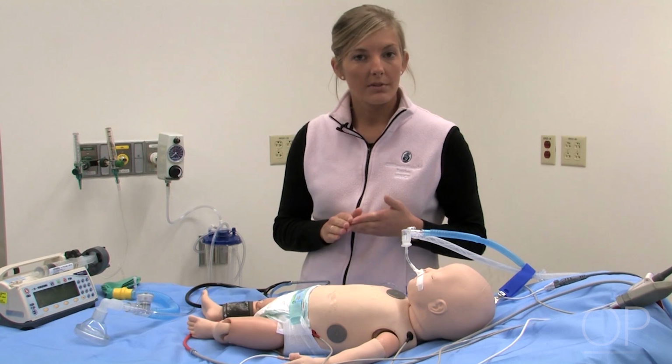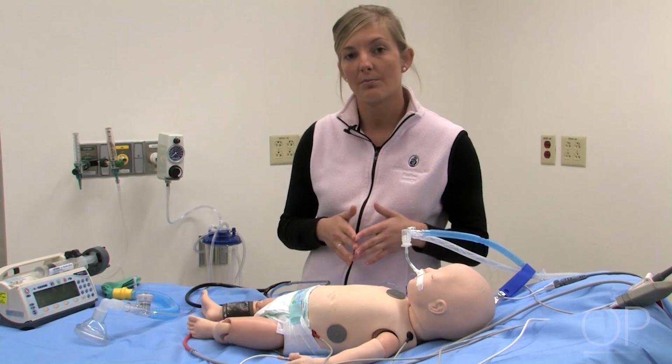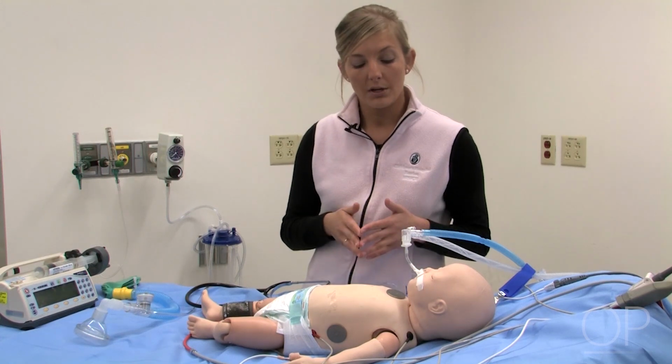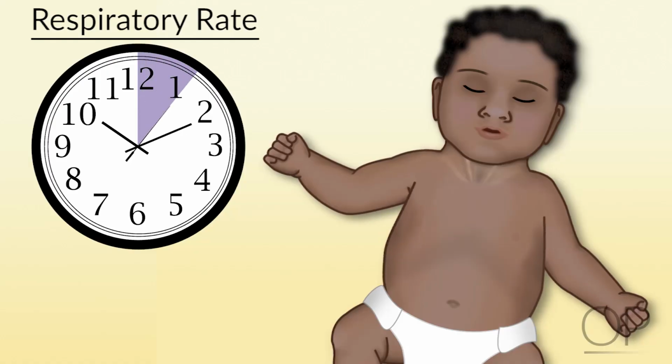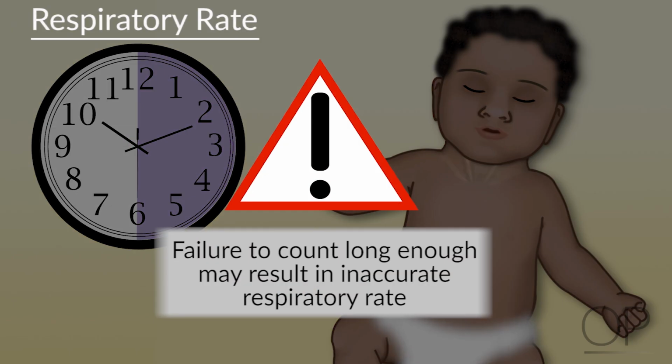The next thing you want to assess for is the respiratory rate. This can be done simply by watching your patient breathe. What you want to do is count for a minimum of 30 seconds to see how many breaths the patient takes. It is very important to count for this long because infants and children often have some variation in their respiratory pattern, and if you don't count long enough, you may end up with an inaccurate respiratory rate.